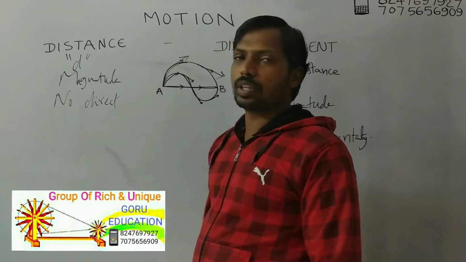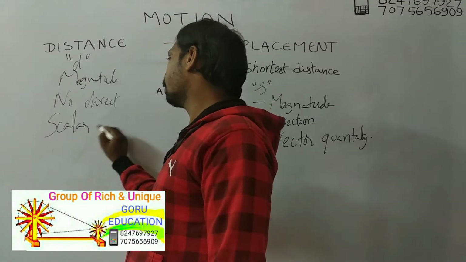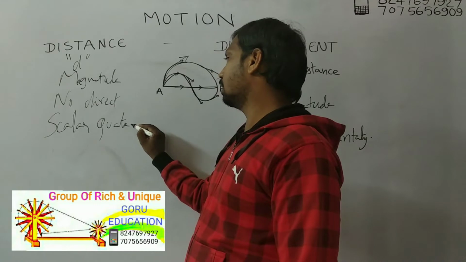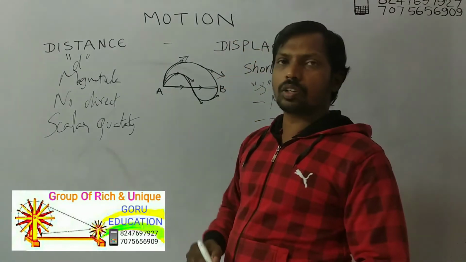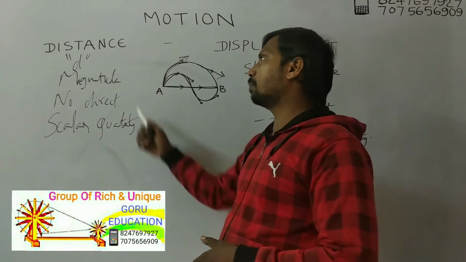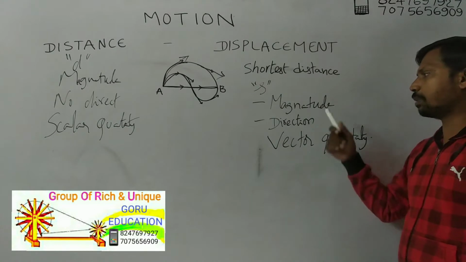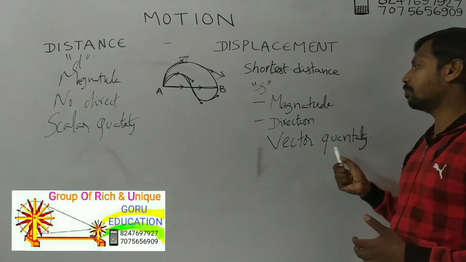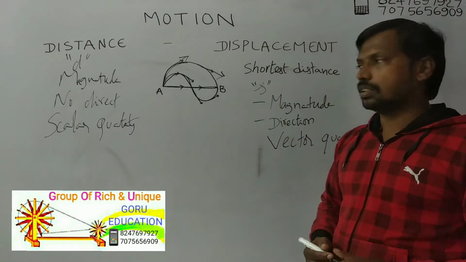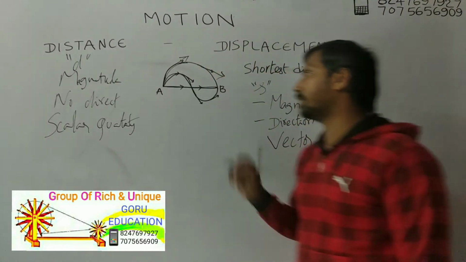So this type of quantity is called scalar quantities. Scalar quantities means it has magnitude, no direction. Example, distance. Vector quantities means it has magnitude and direction. Example is displacement. Okay. Here, what is the relation between displacement and distance?